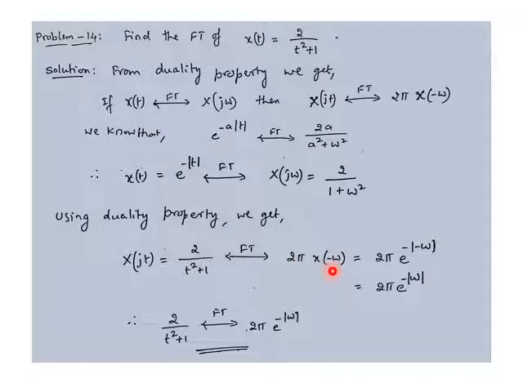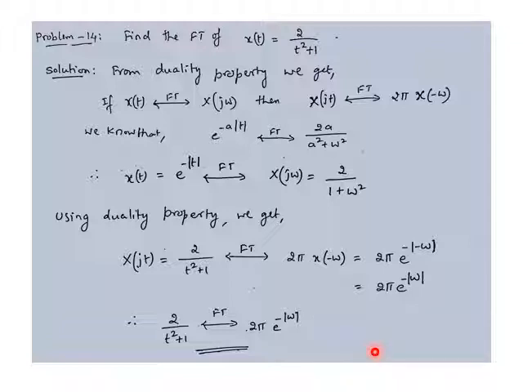So 2 pi with x of minus omega should be 2 pi e to the power minus of the magnitude, where omega is replaced by minus omega. So 2 pi e to the power minus magnitude of omega will be retained. So for x of jt as 2 by t square plus 1, the Fourier transform directly is 2 pi into e to the power minus magnitude of omega. This is how I found the Fourier transform of the given x of t.